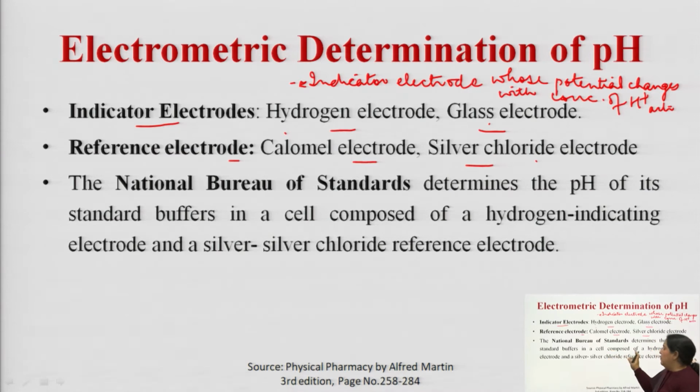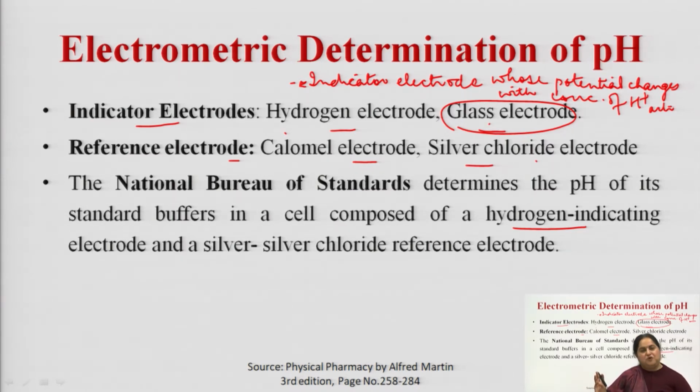And the National Bureau of Standards determines the pH of its standard buffers, right. The National Bureau of Standards recommends a hydrogen indicating electrode and a silver chloride reference electrode, right. It recommends a hydrogen indicating electrode, it can be either of the two, but generally the glass electrode is used, right. This glass electrode is generally used for the determination of pH, because it is quite sensitive as compared to the hydrogen electrode, right.